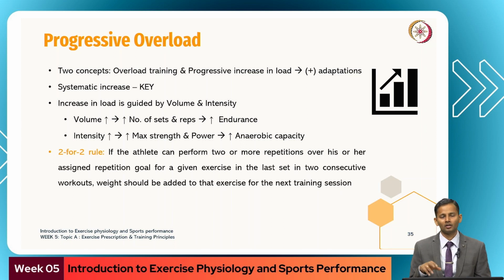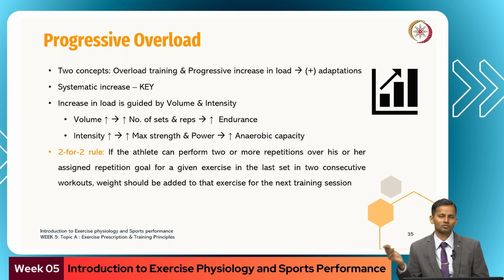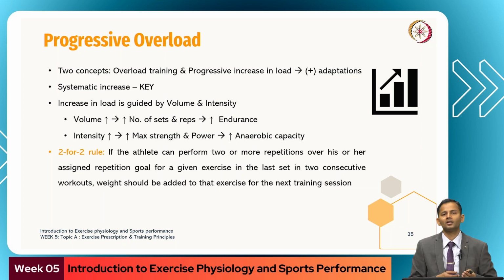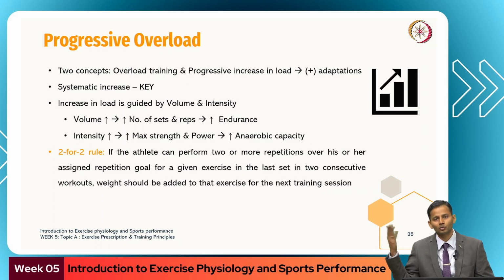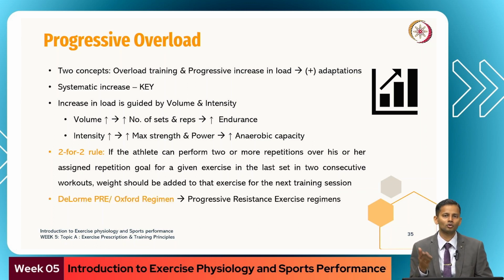anaerobic capacity. It is generally advised to follow a 2-for-2 rule, wherein if the athlete can perform 2 or more repetitions over the assigned repetition goal for a given exercise in the last set, in the previous set, or 2 consecutive workouts, then you should add the weight in the next training session. So thereby you can gradually increase the progression of the loading. So the individual should be able to maintain that for at least 2 sessions. So thereby you increase the load after 2 consecutive sessions. So that is the progressive overload 2-for-2 rule.